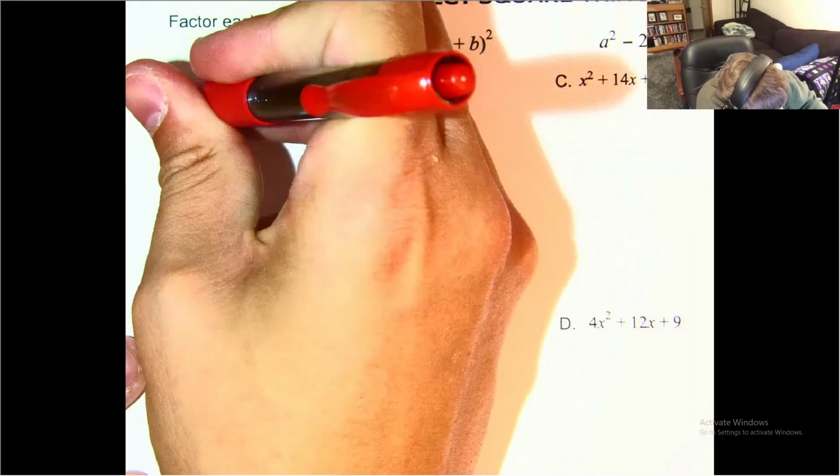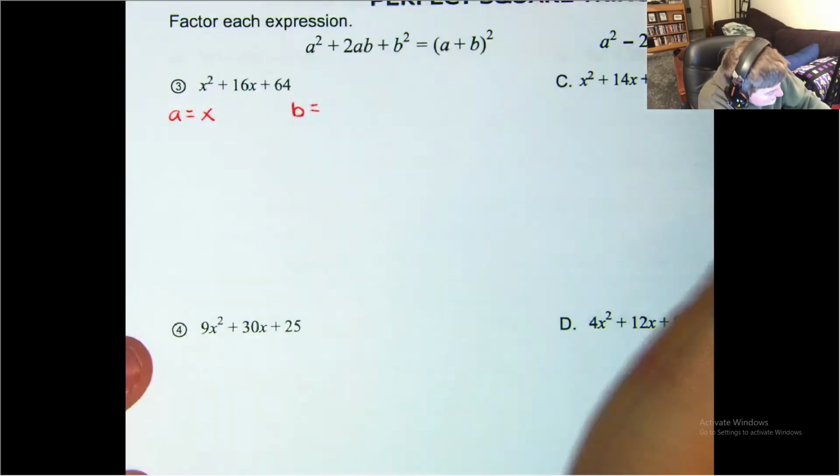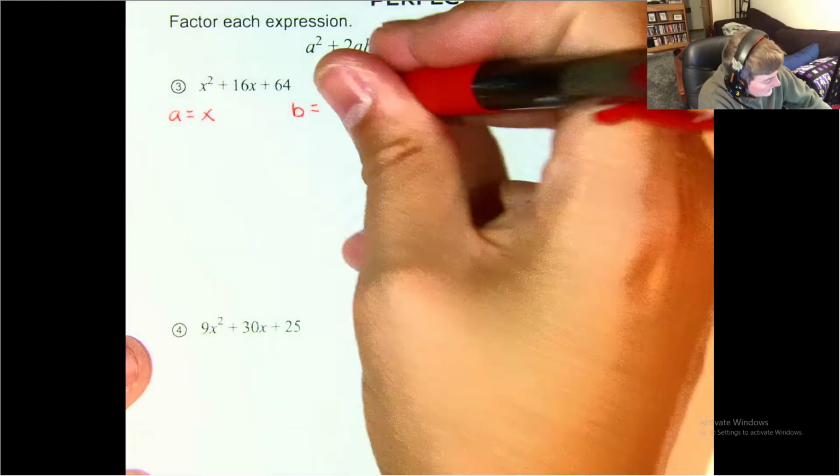So what's the root of my first term? Here I'm looking and saying a is x. That's the root of my first term. What's the root of my second term? 64. That would be 8.